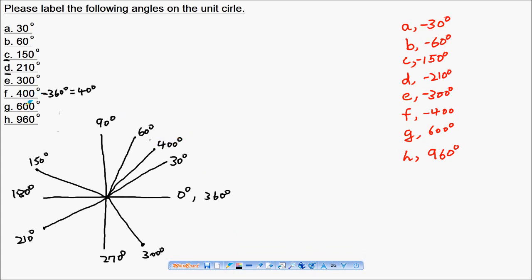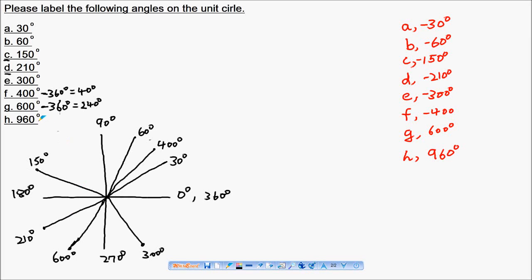And I have 600 degrees, which again I have to go a full circle around. So I do 600 degrees minus 360 degrees. I have 240 degrees. So I just draw a line of 240 degrees there, and then I can label it 600 degrees.